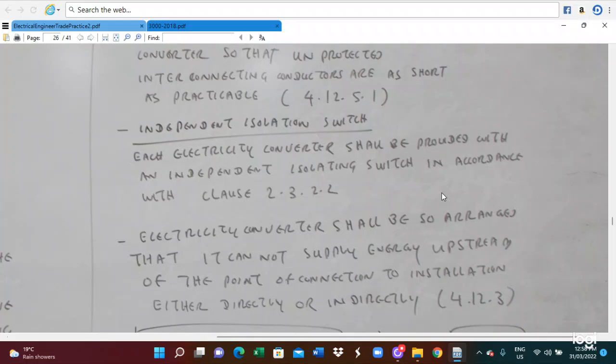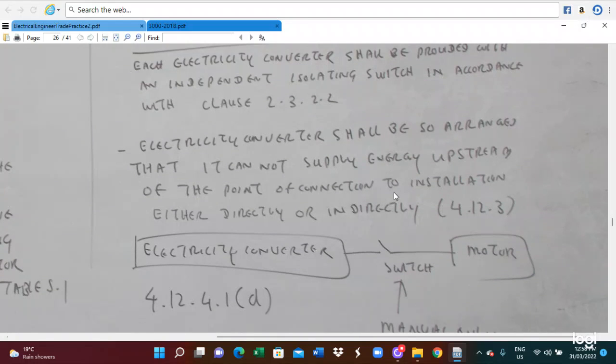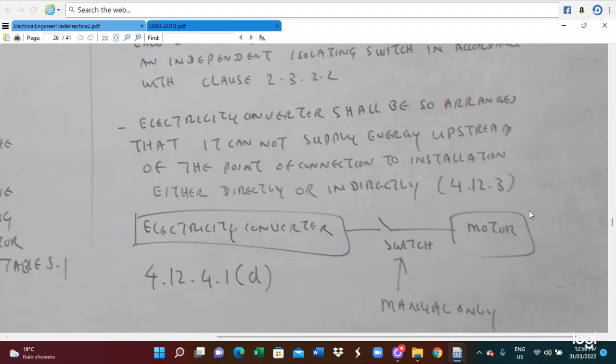We also need to install an independent isolation switch. Each electricity converter shall be provided with an independent isolation switch in accordance with clause 2.3.2.2. The electricity converter shall be arranged so that it cannot supply energy upstream of the point of connection to the installation, either directly or indirectly. This is clause 4.12.3.